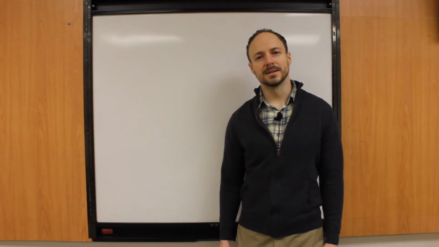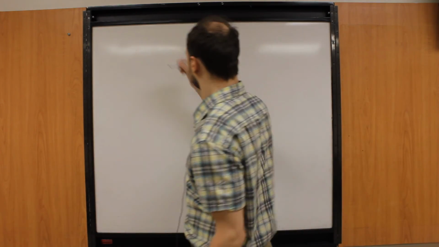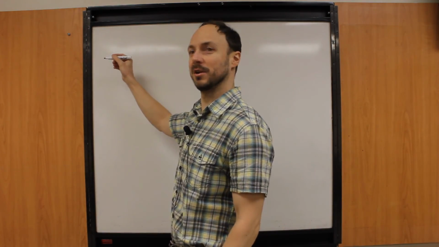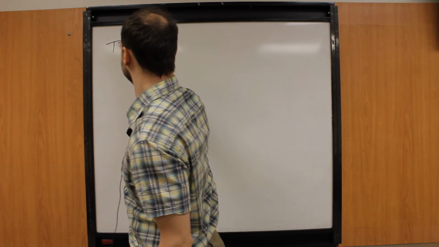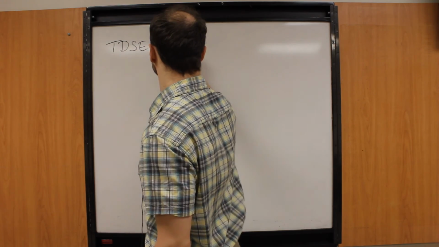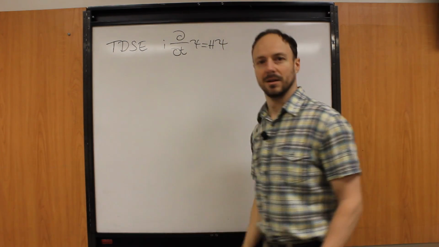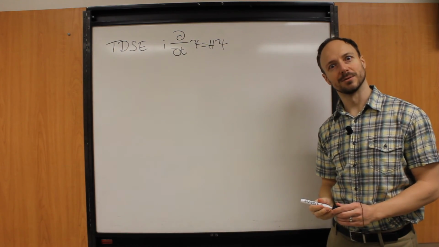Hi, I'm Andreas, and this is some sample text. For example, the time-dependent Schrödinger equation, i d over dt psi equals h psi. Now I want to see if that's big enough to read in the camera.